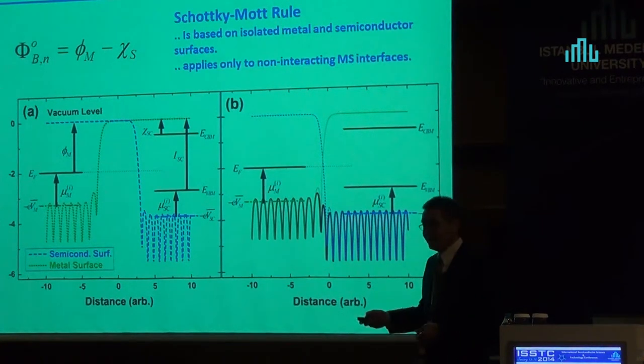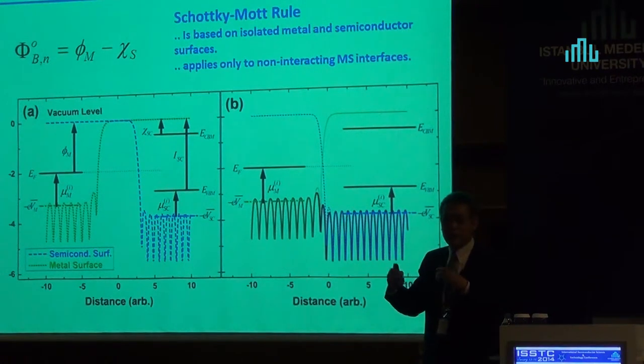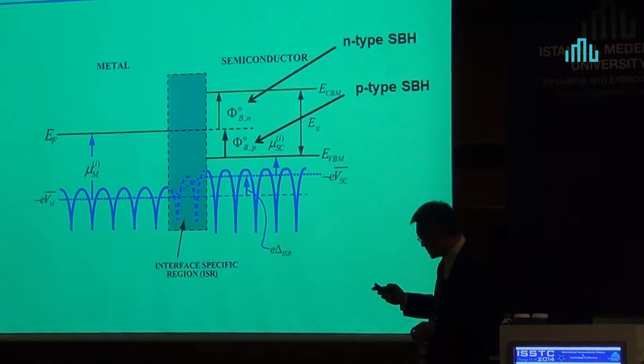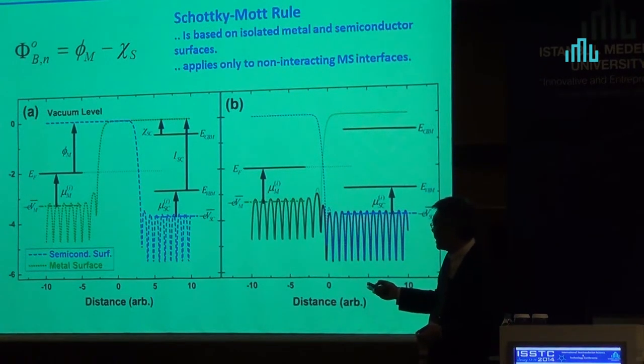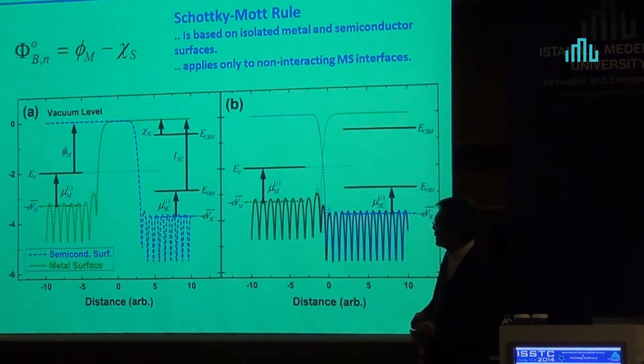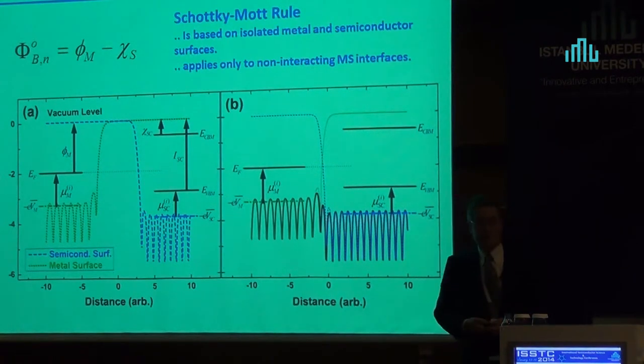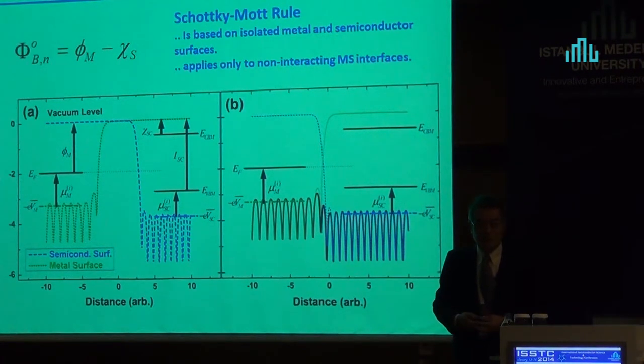Okay. So when these two materials are isolated and independently measured with respect to vacuum, we know that at this point, the difference between the conduction band minimum and the Fermi level is the difference between the work function and the semiconductor electron affinity. So it is true at this stage. Now, the Schottky-Mott theory says that when the interface is actually formed, if this relationship is still observed, then we have what's known as the Schottky-Mott rule.